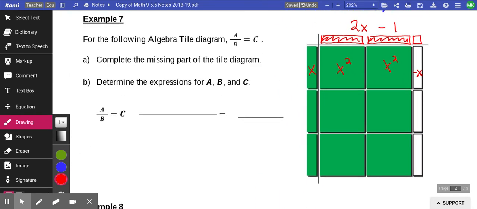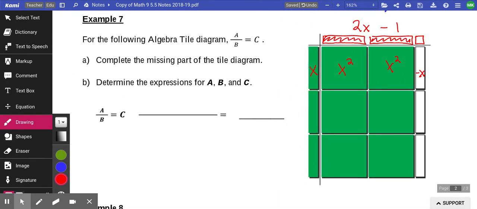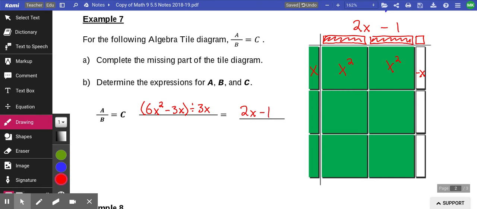The mathematical step that we did: 6x squared minus 3x, and we divide that by 3x. We got 2x minus 1, right? We're just working backwards. The inside of the algebra tiles is now the inside of your brackets, and you divide by one of the outsides.